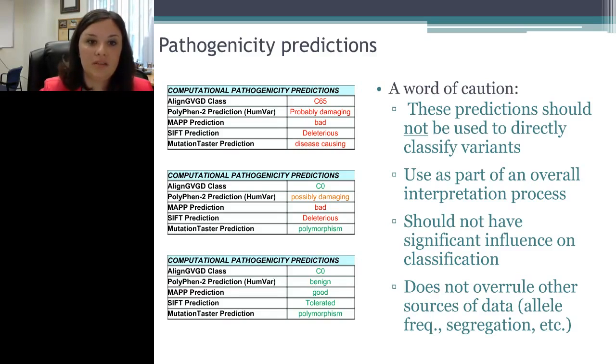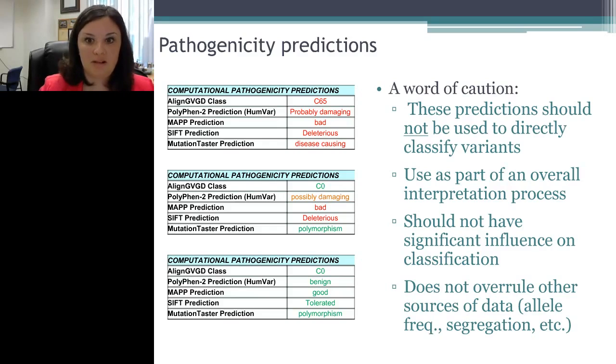So the big take-home point here is that these are only predictions. These pathogenicity prediction programs should never be used to directly classify a variant. I think it's okay to use them as part of an overall interpretation process, but they shouldn't have a significant influence on your classification, and it certainly shouldn't overrule other sources of data like allele frequency, segregation with disease, functional data, things like that. Those are much stronger pieces of evidence than pathogenicity prediction programs would be.